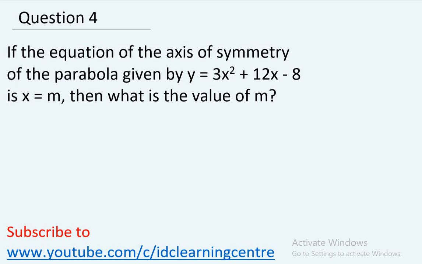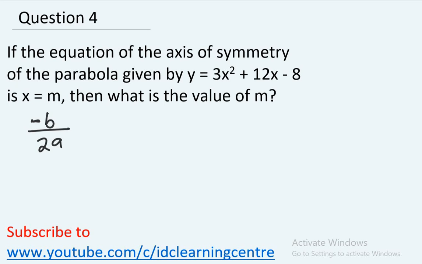Question 4. If the equation of the axis of symmetry of the parabola given by y equal to 3x squared plus 12x minus 8 is x equal to m, then what is the value of m? I want you to know that the axis of symmetry of a parabola always passes through the x-coordinate of the parabola's vertex. The x-coordinate of the vertex is calculated using minus b over 2a. Of course, this is the quadratic formula without the radical part.